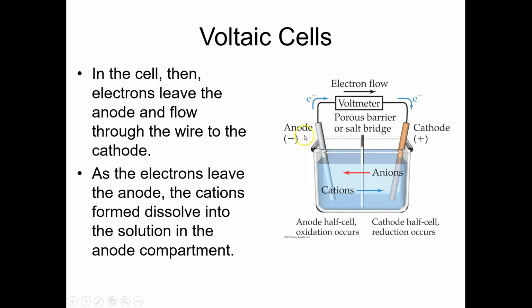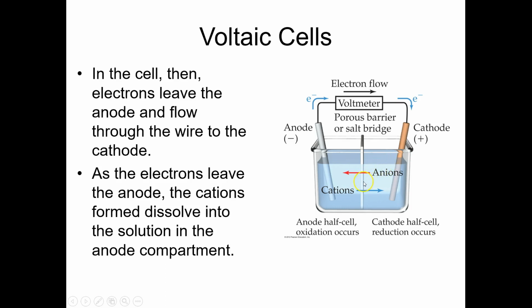Okay, so therefore, in the cell, electrons leave the anode compartment because whatever is in the anode compartment is being oxidized, therefore it is generating electrons. They flow through the load, they go to the cathode where they are used to reduce whatever cation is in solution. We showed salt bridges earlier.